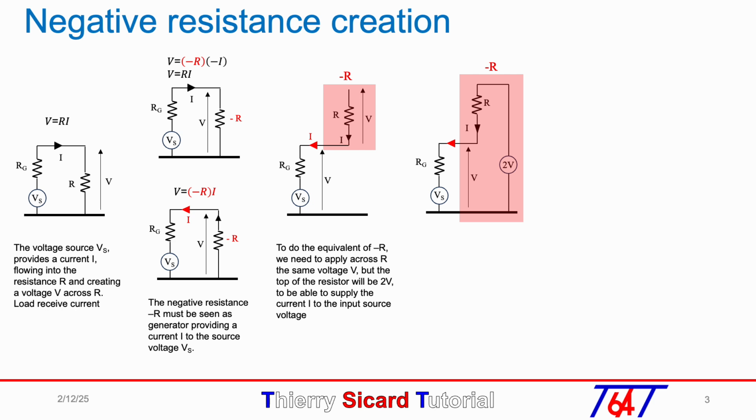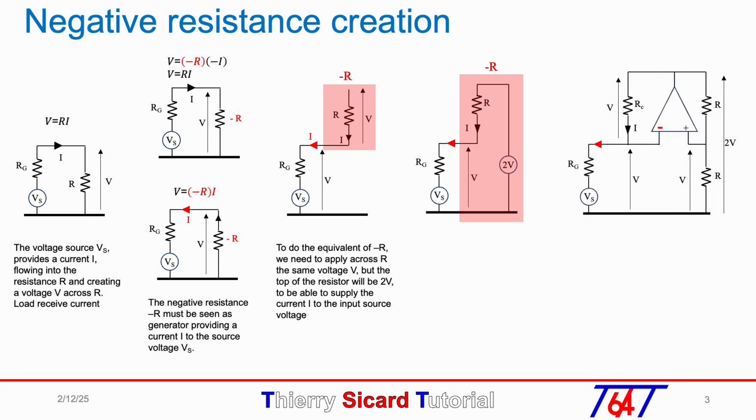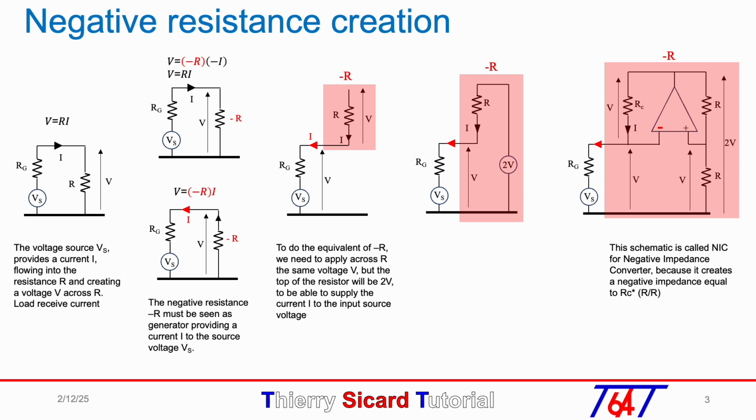The actual circuit to provide the 2V source voltage can be realized with an operational amplifier. The amplifier forces both inputs to the same voltage V. The output voltage of the amplifier will then be 2V. The resistor Rc between the output and the inverting input will have a voltage V and will be attached to the source impedance Rg of Vs. The red area is equivalent to a negative resistor minus R.